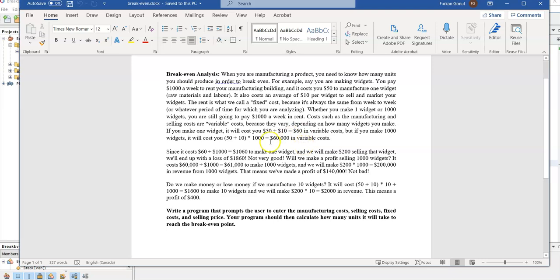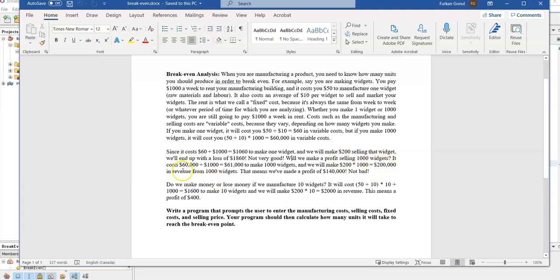Since it costs $1,060 to make one widget, and we will make $200 selling that widget, we will end up with a loss of $1,860. Not very good. Will we make a profit selling 1,000 widgets?